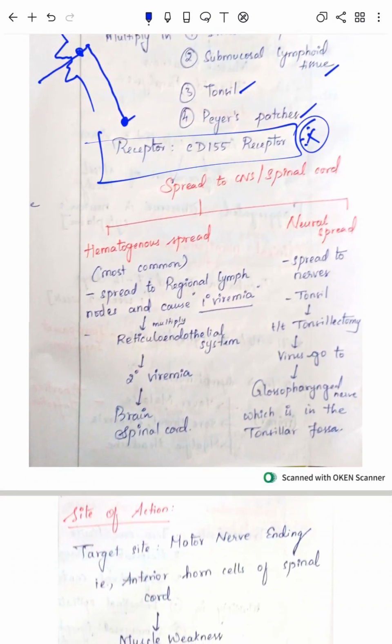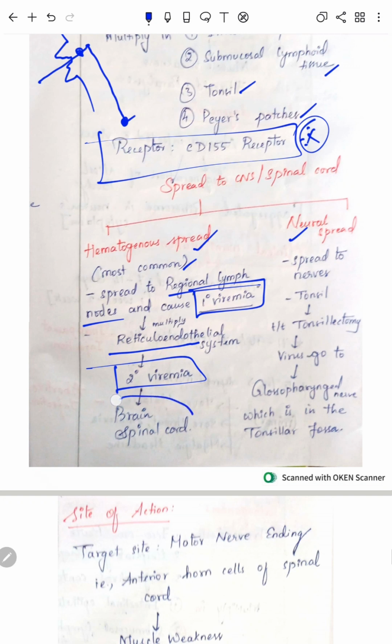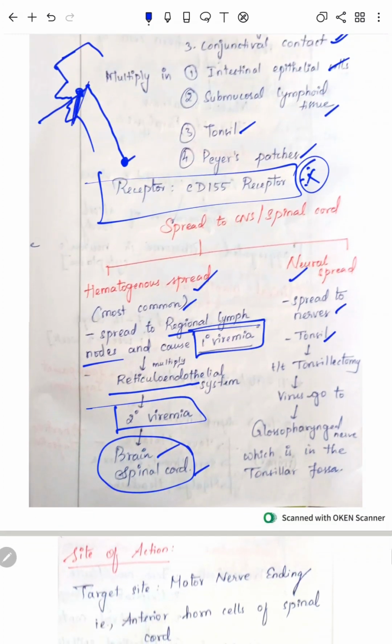Okay, how does the poliovirus spread to the CNS and spinal cord? It is due to 2 mechanisms: hematogenous spread and neural spread. The hematogenous spread is most common. It first spreads to the regional lymph nodes and causes primary viremia, and multiplies within the reticuloendothelial system and causes secondary viremia, and ultimately it goes into the brain and spinal cord. Okay, this is one method. The other method is, first it spreads to the neurons in the tonsil, and in the tonsil there is the glossopharyngeal nerve, right? The glossopharyngeal nerve, which is in the tonsillar fossa.